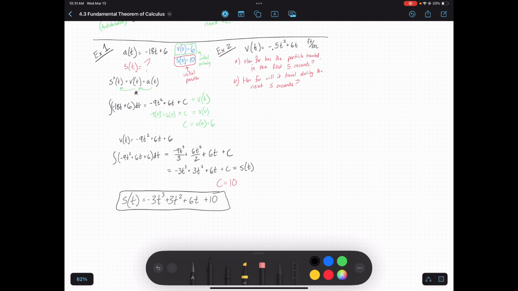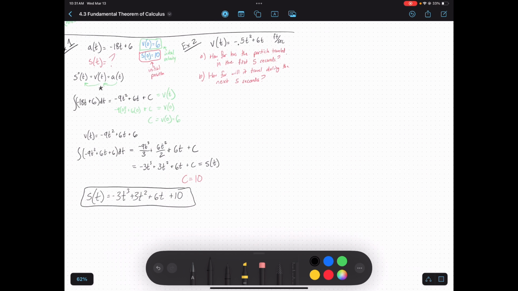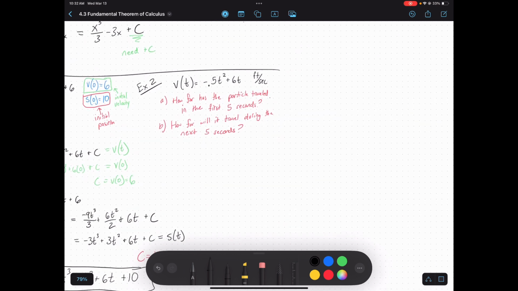Okay. So sure enough, example 1 just ended up being an indefinite integral, where all I was doing was finding antiderivatives. I just had to do it twice.